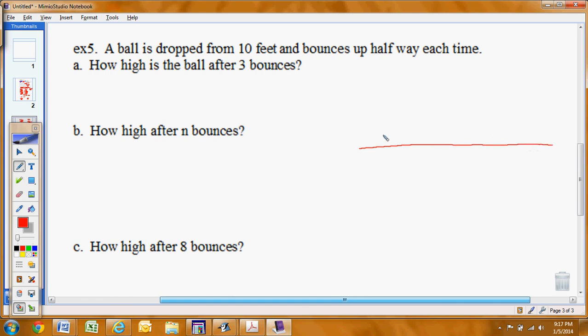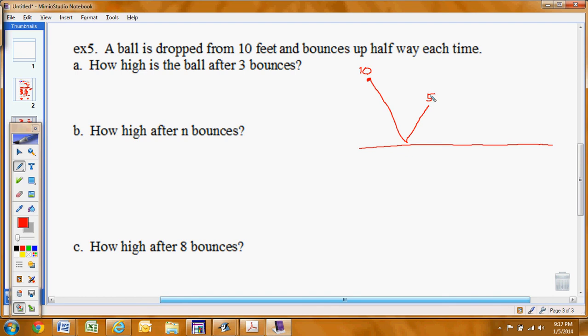Now, the ball is really just coming straight up and straight down, but to try to help, I'm going to put it out on an angle, though it really is going straight up and straight down. It's kind of hard to see. So here's the ball. It starts out 10 feet in the air, and we bounce it. It bounces and comes up halfway. So here it was at 10 feet, and here it's now at 5 feet.